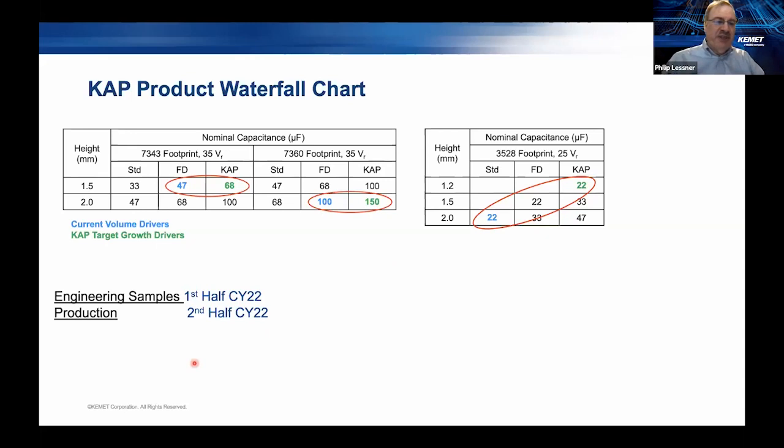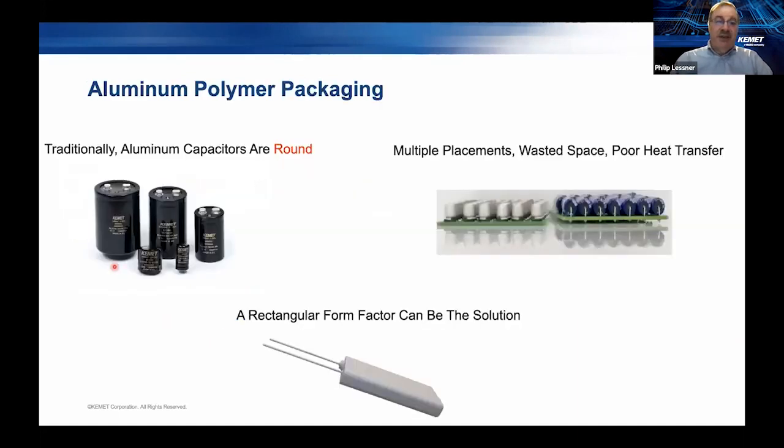So when is this new series going to be available? Well, we're scaling up right now, and we intend to have engineering samples available in the first half of next calendar year, and then be in mass production in the second half of calendar year 22. Then I'll finish off by talking about some advances in aluminum polymer capacitor packaging.